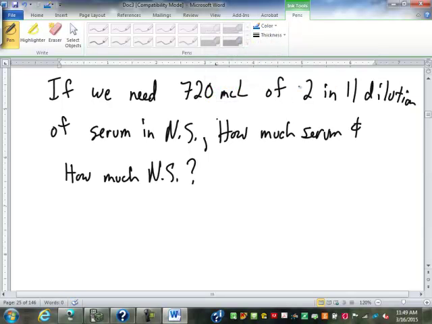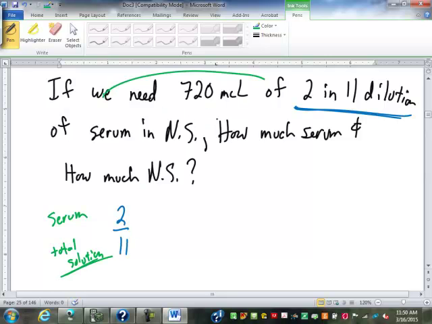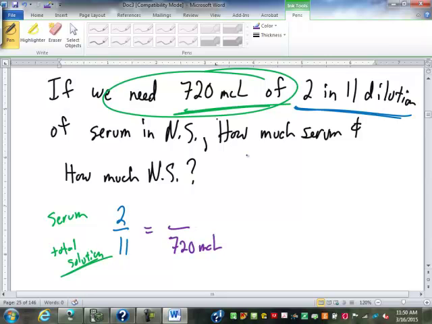So now in this case, we could go ahead and adjust our ratios, but we really don't have to. This is a 2-in-11 dilution. The 2 represents the serum again, and the 11 again represents total solution. Now in this case, what we are given is the total solution. We need 720 microliters of that dilution, so we have to stick with a formula that has the total solution in it.